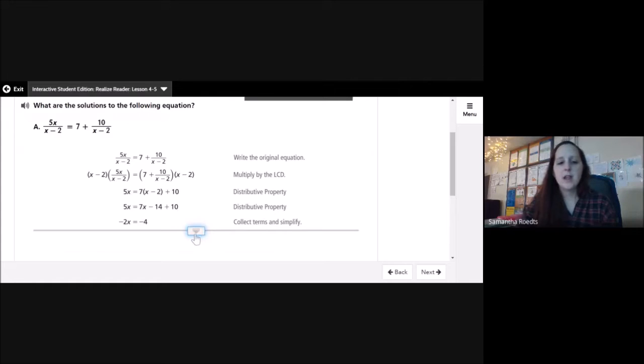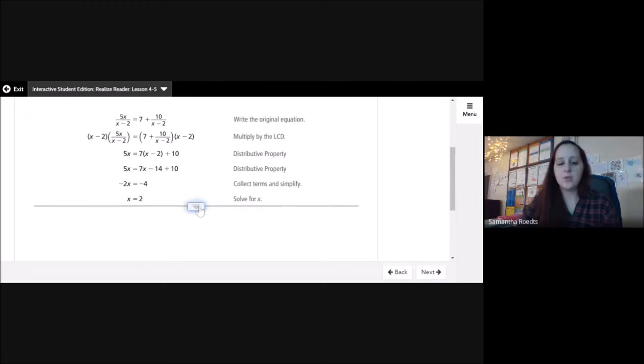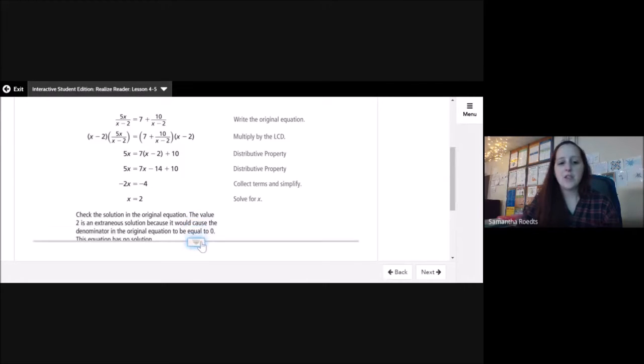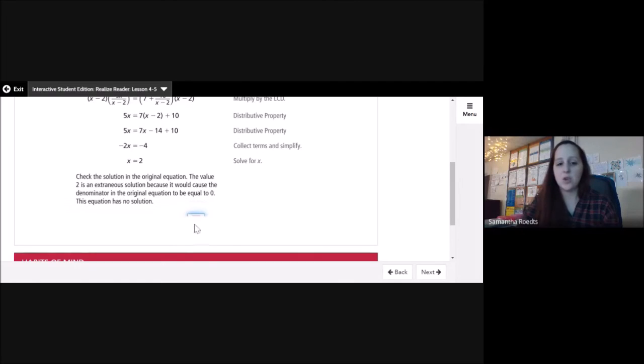Combine all my like terms. I have negative 2x equals negative 4. Divide both sides by negative 2, so I get x equals 2. I check that in my original equation. The value 2 is an extraneous solution because it would cause the denominator in the original equation to be equal to 0. So this equation has no solution.